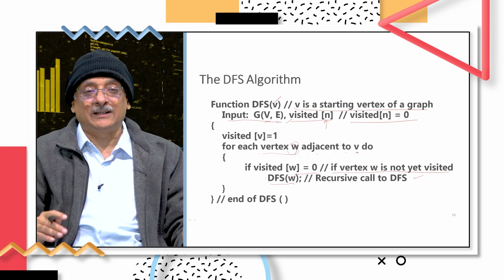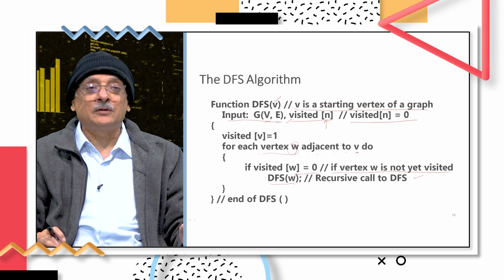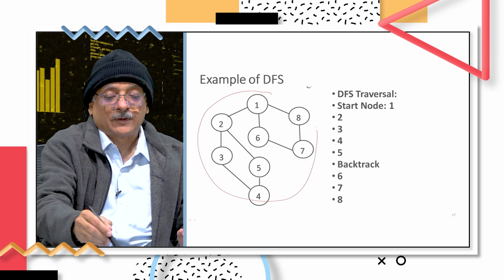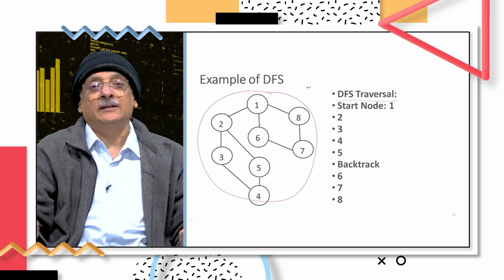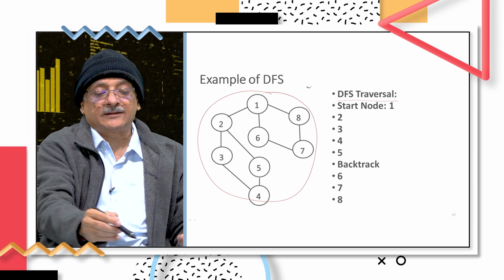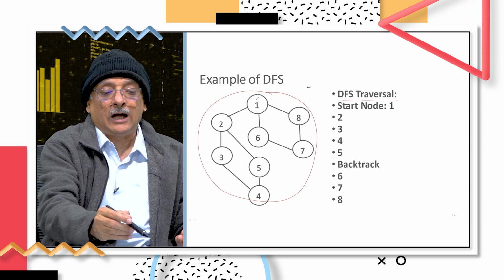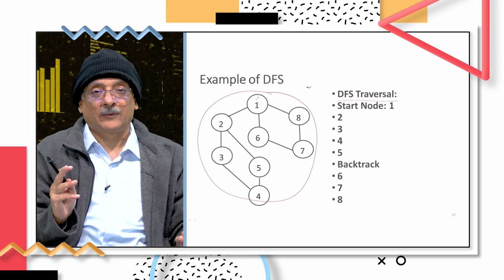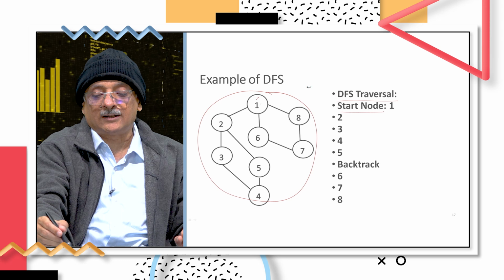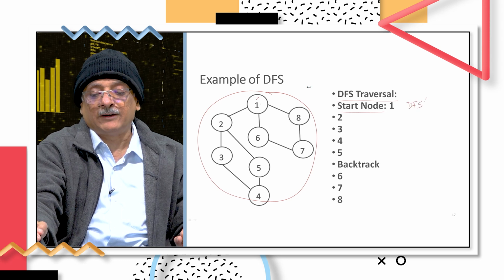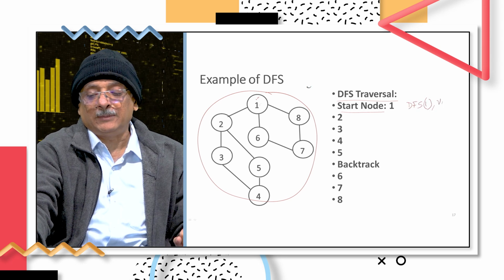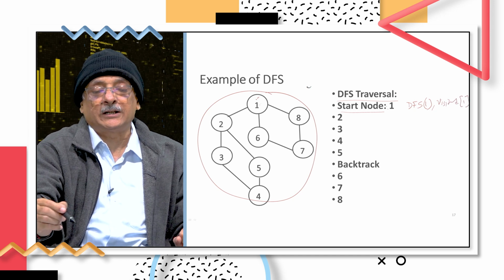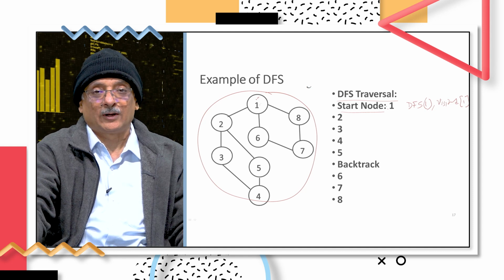So, how does this proceed? Let us try to do it with the help of an example. This is my graph, and I want to do the depth first search traversal, and the start node is, let us say, node 1. So, my first call is going to be DFS(1), and I will be making visited of the first location as 1. That means this particular node 1 has been visited.